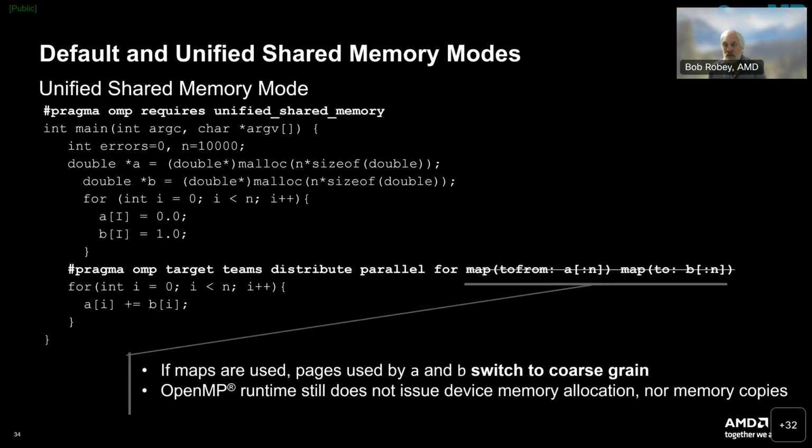If we use maps, the pages are switched to coarse grain. So if we include that map clause, instead of fine grain, we're going to have coarse grain. The memory migration is still automatic. Now, if we remember from the earlier talk, if we're coarse grain, we can do atomics on it. So these things all work together in perhaps maybe complex ways. And so if you add that map back in, you will have coarse grain. You can do atomics on it.